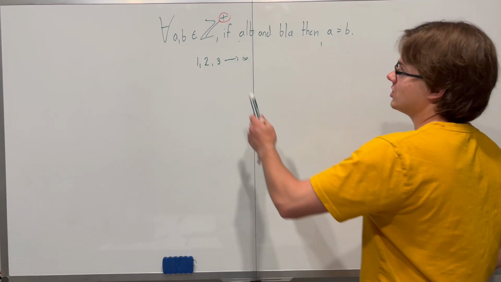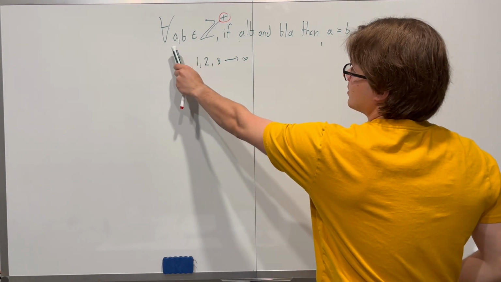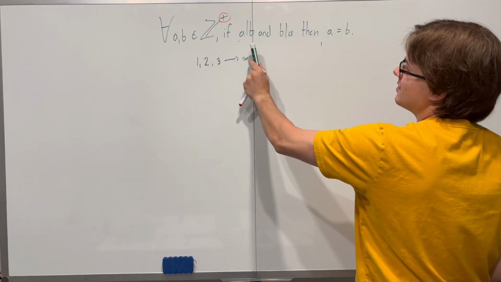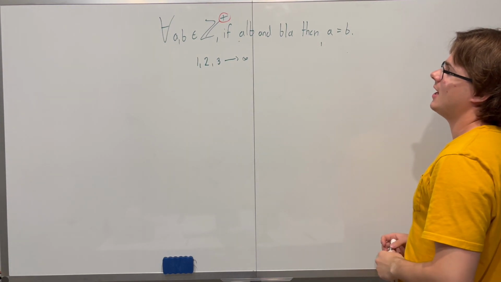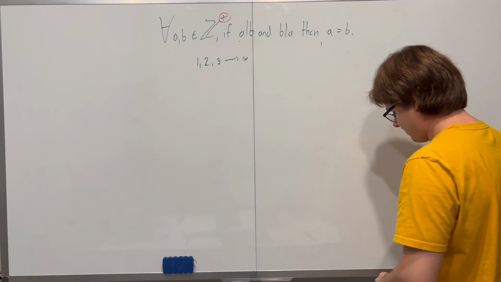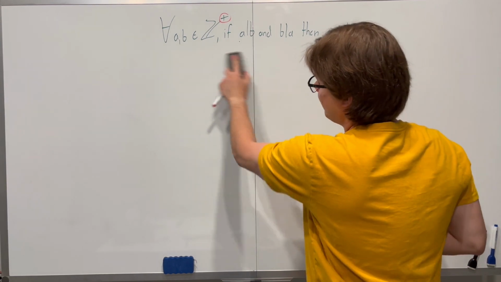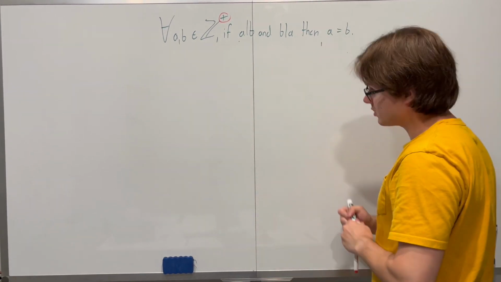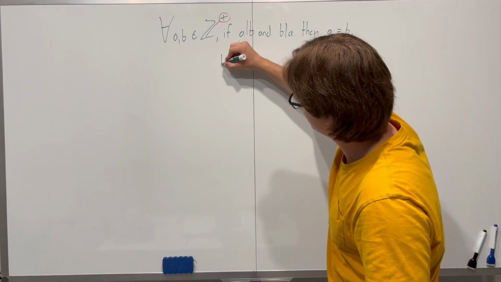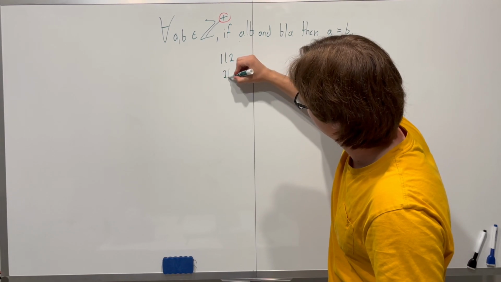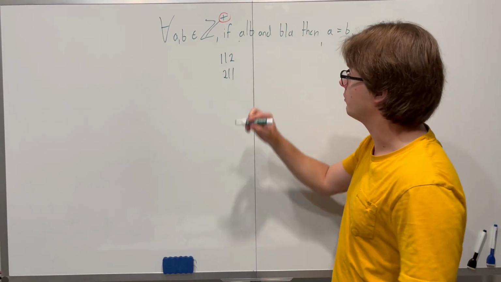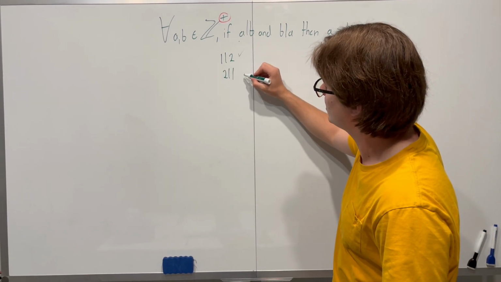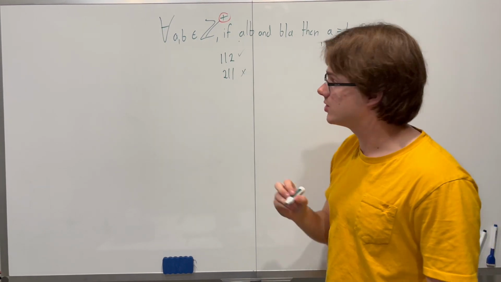Okay, so is it true that for all positive integers a and b, if a divides b and b divides a, then a is equal to b? Well, I think that this is going to be true because we already know that, for example, something like this cannot be both true. Only one of them is true, and that's going to be this one. This one's going to be false.